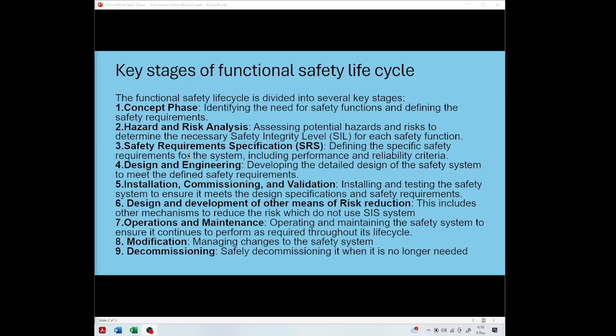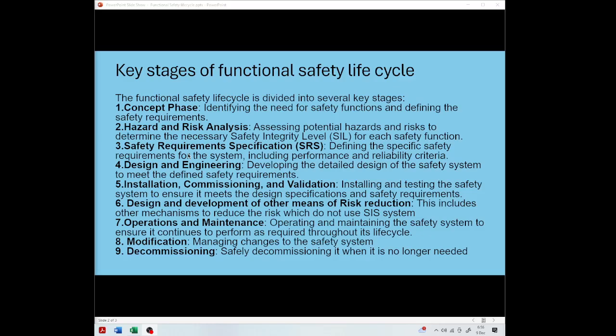Stage 5 is installation, commissioning, and validation. In this stage, we install and test the safety system to ensure that it meets the design specification and safety requirement. Basically, by this time, we have already installed and commissioned the safety system and it is ready for operation.